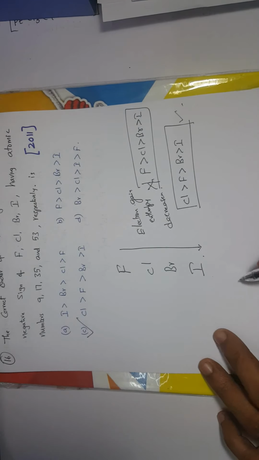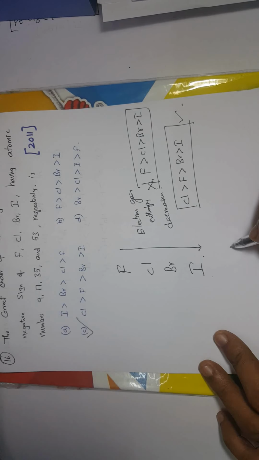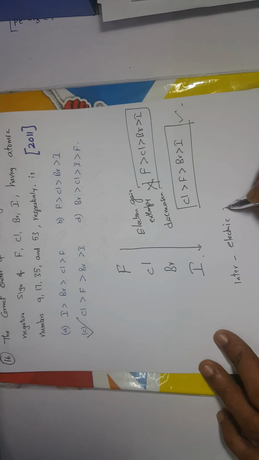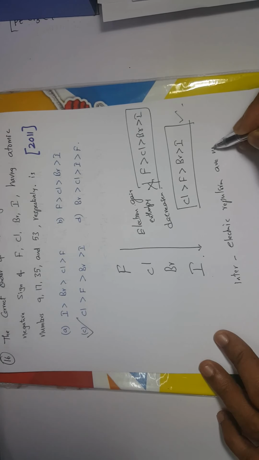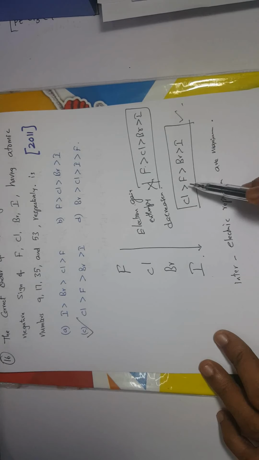Why does the second element have the highest electron gain enthalpy? In the case of fluorine, the inter-electronic repulsions are maximum. Because of inter-electronic repulsions, fluorine has less electron gain enthalpy than chlorine.